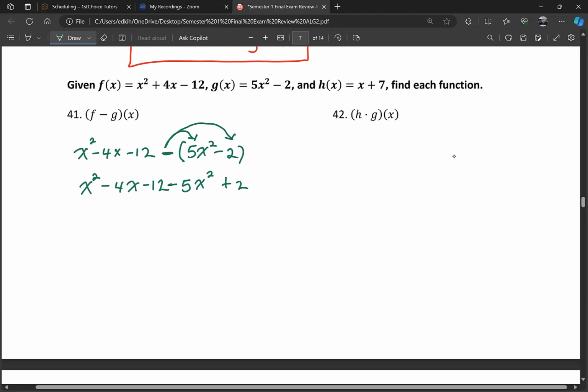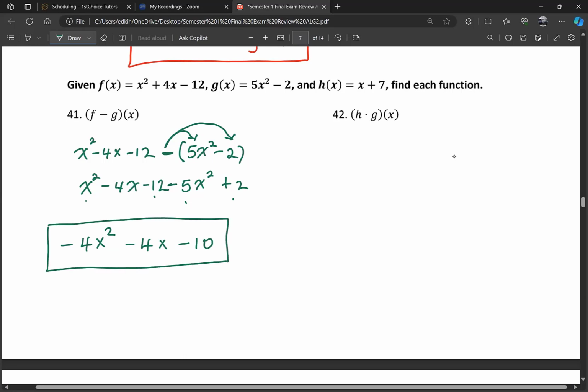Now it's just a matter of combining like terms. x squared minus 5x squared, negative 4x squared. And then minus 4x is just by itself, so I'm going to bring it down. We have a negative 12 plus 2. That's a negative 10. And you are done with that problem. Simple as that. So just obey what this is telling you to do. That's inviting you to just subtract g from f.